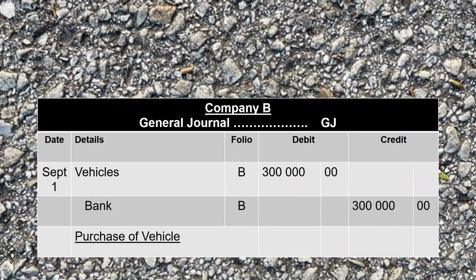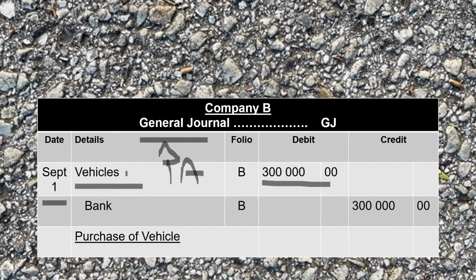So the first thing we need to do, and I'm going to do the journal entry. This year, this transaction was recorded through the general journal. A cash payment normally done through the cash book payments or the cash payments journal. But remember, it doesn't matter because we purchase a vehicle. Vehicles will be debited. Why? Because the value of our asset vehicle has increased in our books by $300,000.